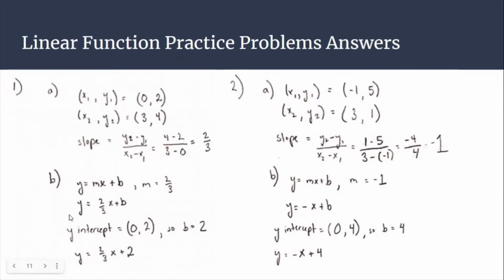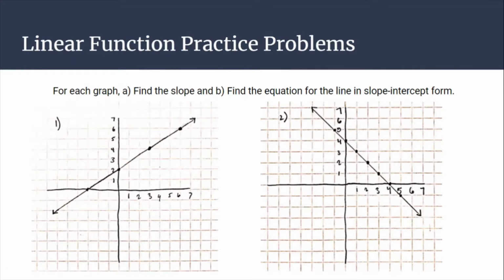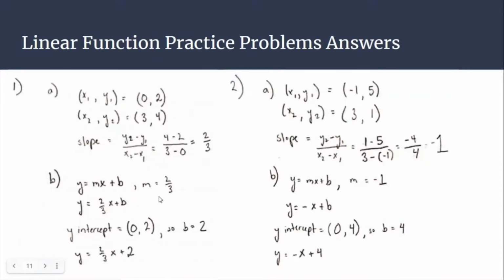Now we can either plug in a set of coordinates for y and x and then solve for b, or we could just analyze the graph visually and see where the graph intersects the y-axis, which is what we're going to do in this case because we're already given the graph. When we look back at the graph, we can see that it intersects the y-axis at the point (0, 2). That means our b value is equal to 2, because that's the y value at which it intersects the y-axis. After we substitute 2 in for b, we get y equals 2/3 x plus 2. This is our final equation for the linear function in slope-intercept form.